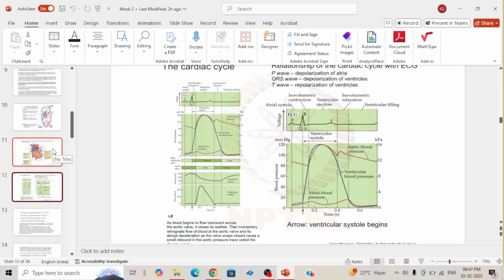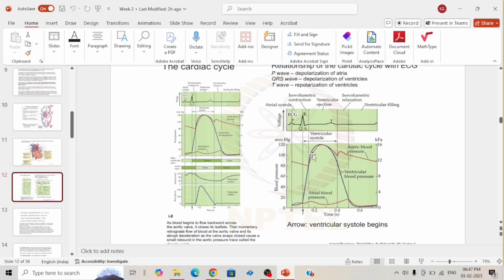Now, when the blood is collected, the bicuspid valves are closed and the semilunar valves are also closed. This is the situation which we call isovolumic contraction. Both the valves, the bicuspid and the semilunar valves, are closed. Now the left ventricle will start contracting.